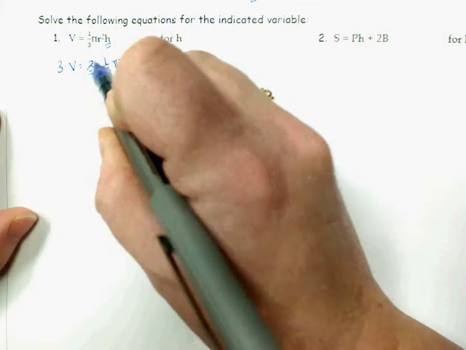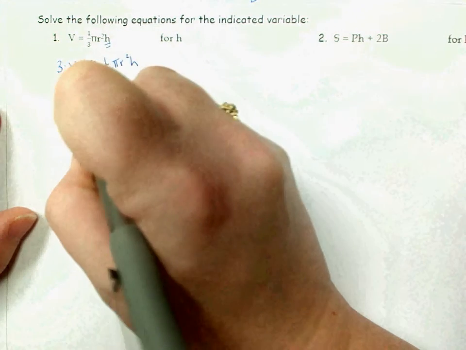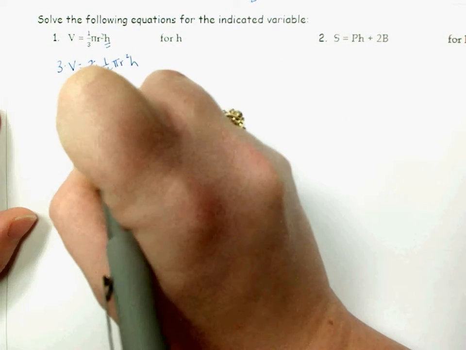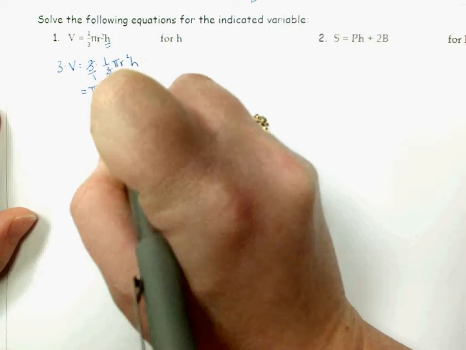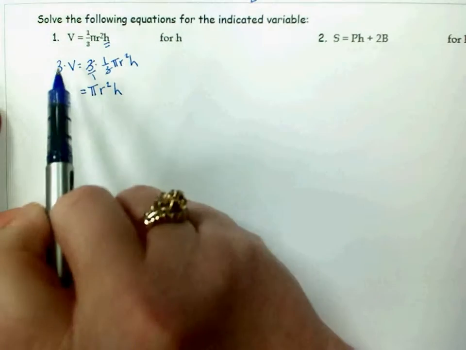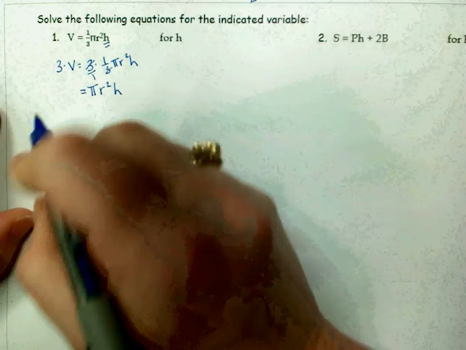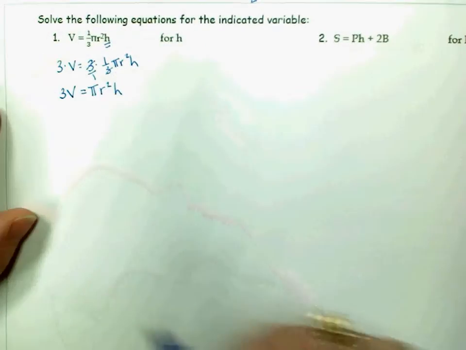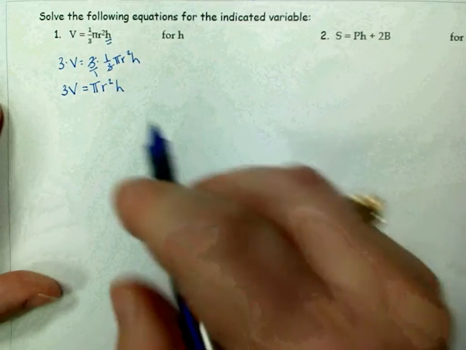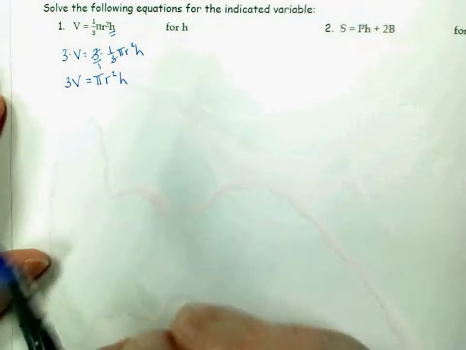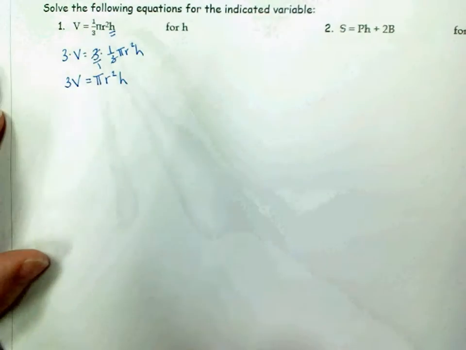So this cancels out, and now on the right side of the equation, I'm just left with pi r squared h. On the left side, since I had to keep it balanced, doing that to both sides, I have 3 times v, which I can just write as 3v. So remember, we're still trying to get h by itself, and we haven't accomplished that yet. We just got rid of the 1/3.